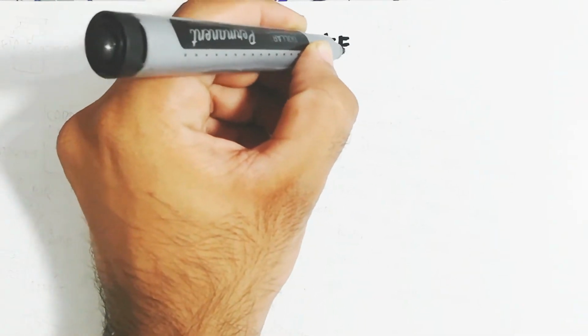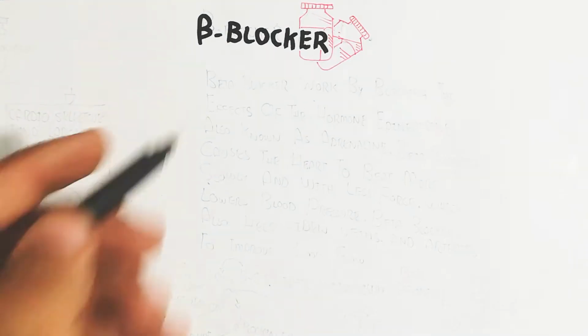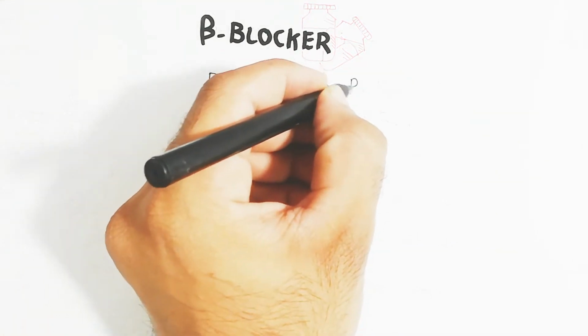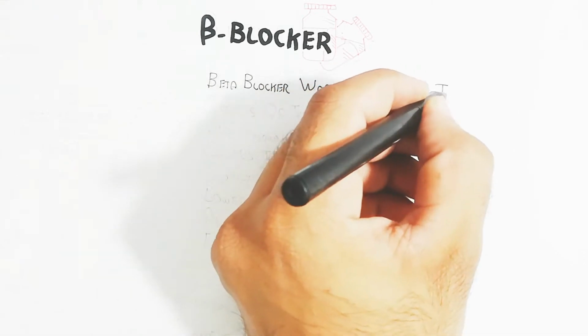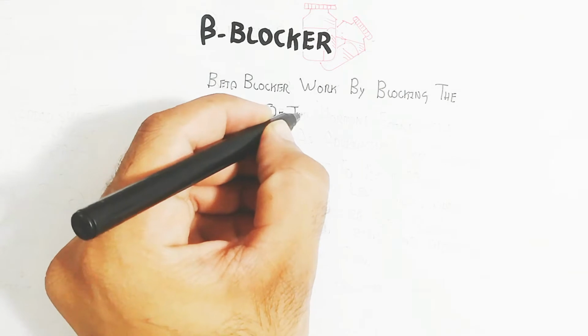Hello, in this video we will discuss beta blockers. A beta blocker is a drug used for blocking the beta receptors, the beta 1 and 2 receptors, remember. So what is a beta blocker? A beta blocker will block the beta receptor, and the epinephrine will not bind.